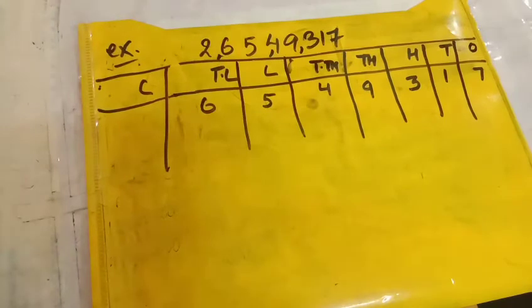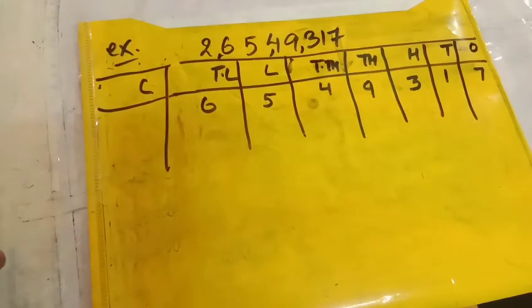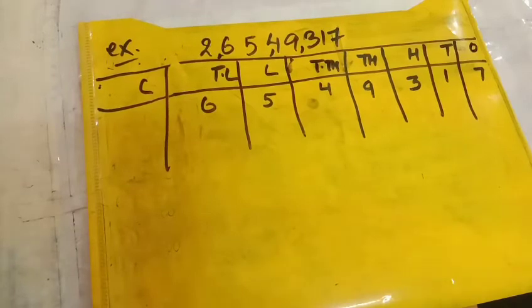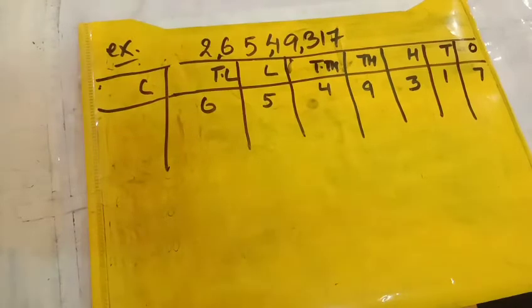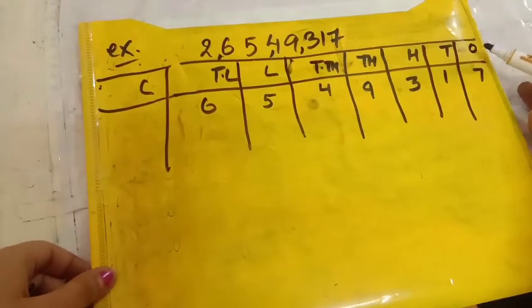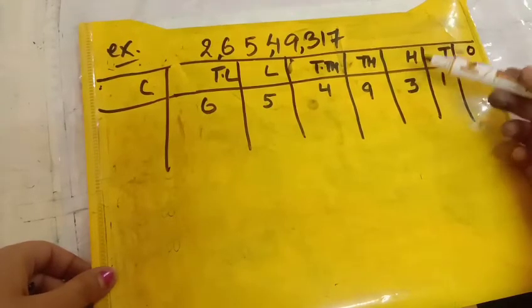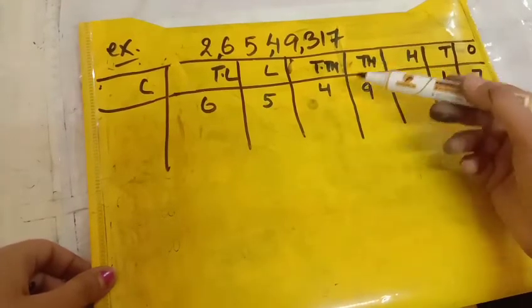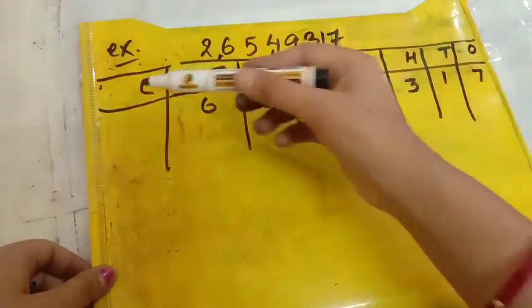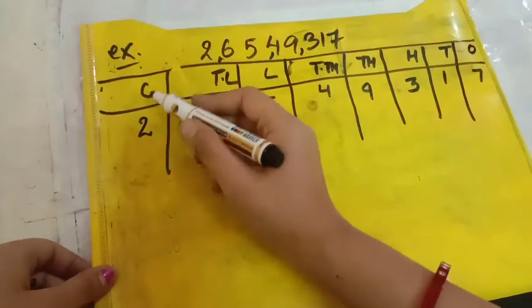What is expanded form? It is a sum of place values of all digits in a number. Sum of all place values. So first of all, we have to find out the place value of each digit in a number. Here I have made the place value chart. 7 in ones place, 1 in tens place, 3 in hundreds place, 9 in thousands place, 4 in 10,000s place, 5 in lakh place, 6 in 10 lakhs place, and 2 in crores place.